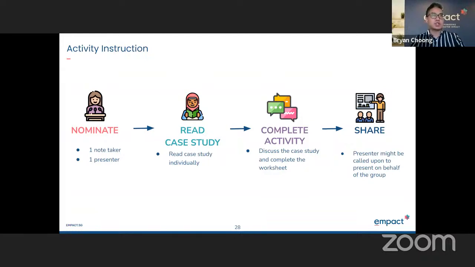So these are basic instructions. The first instruction is that as you go into the breakout group, you can do a quick introduction so that you know who is in the room. After a very quick introduction, nominate 1 note taker who will work on the worksheet. The second person will be the one presenting on behalf of the group later in the group shareback. You will have a chance to read a case study individually. After you're done reading, in your group, complete the worksheet on activity 1, right?